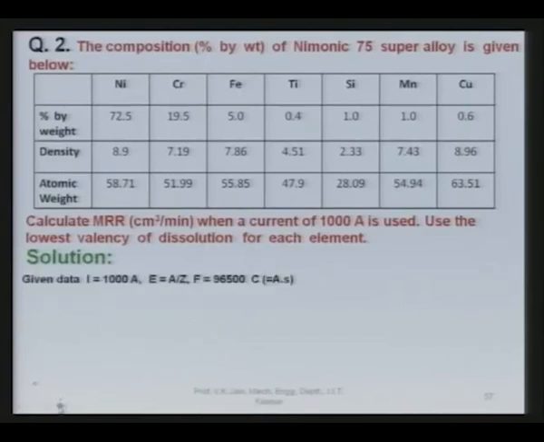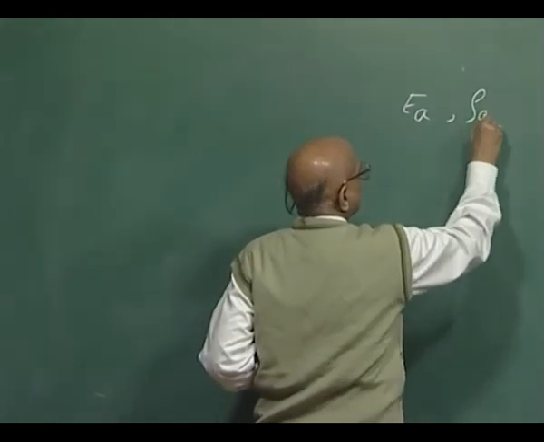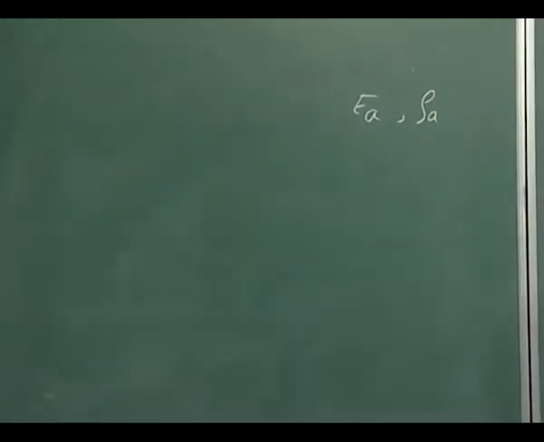Other data that are given here is the current, that is 1000 ampere, chemical equivalent E is equal to A by Z, that we have already discussed. A is the atomic mass of the element and Z is the valency at which it is dissolving, and you are told to take the lowest valency of dissolution of any element, and F we already know, Faraday's constant. Now, volumetric material removal rate we know is given by I E_A over rho_A F. Here please note that E_A is the chemical equivalent of the alloy and rho_A is the density of the alloy.